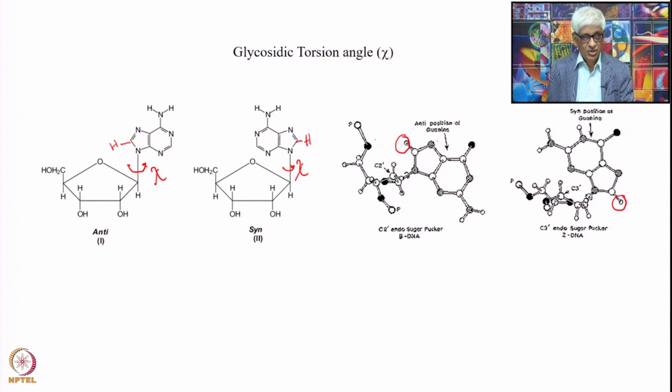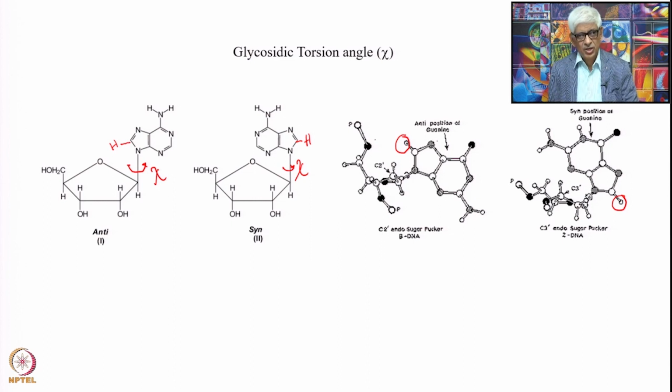So, we have C3' endo geometry for the sugar ring in A type structures or RNA structures, and in B type structures it is the C2' endo sugar geometry, and the glycosidic torsion angle is in the anti conformation. It is so in both B DNA and A DNA, whereas you have possibilities of the glycosidic torsion angle in the syn and anti conformations in the case of Z DNA, and there are other possibilities as well.